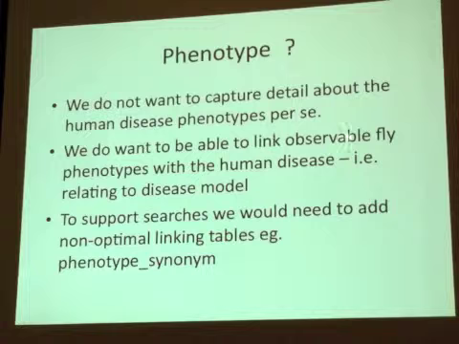We do want to be able to link observable fly phenotypes with the human disease, and you could do it with phenotype relationship, but that's possible, not ideal, especially if you look at the phenotype table. And then supporting searches, we would need to have some potentially non-optimal linking table, non-really Chado-esque things like phenotype synonym and so on and so forth. So we decided to go with a separate one. I don't know very much about Chado. Why is that non-Chado-esque?